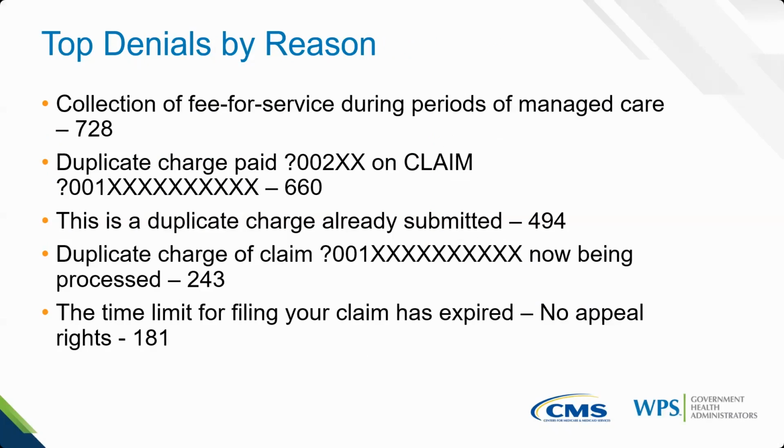Let's take a look at the next three most common denials by reason code for WPS claims. Look at that. Duplicate charge already paid on this claim. This is a duplicate charge of an already submitted claim. This is a duplicate charge of a claim that's now being processed. So it's in the processing system the same time as the claim for which the remittance was generated.